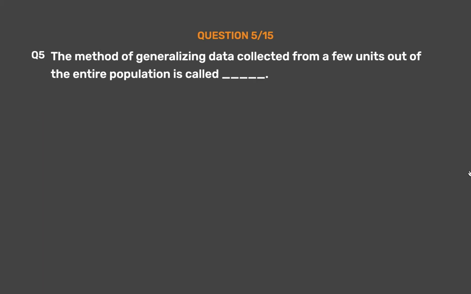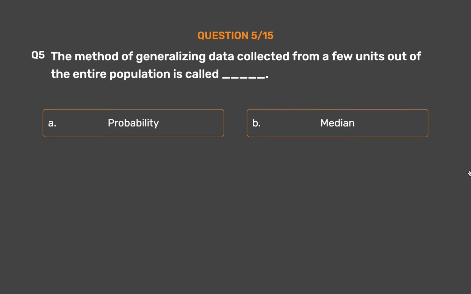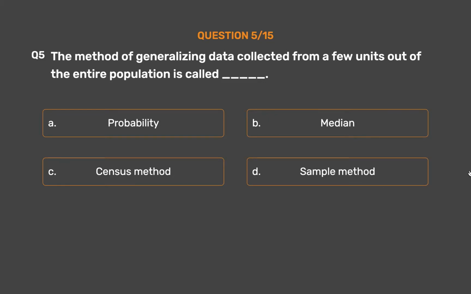Question number 5. The method of generalizing data collected from a few units out of the entire population is called _. Option A. Probability. Option B. Median. Option C. Census method. Option D. Sample method.